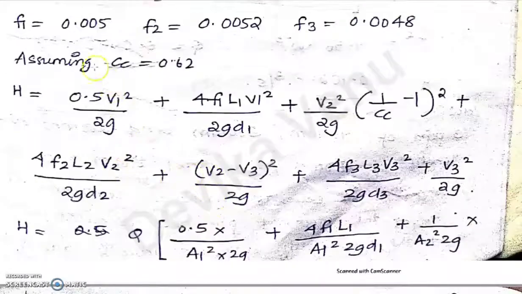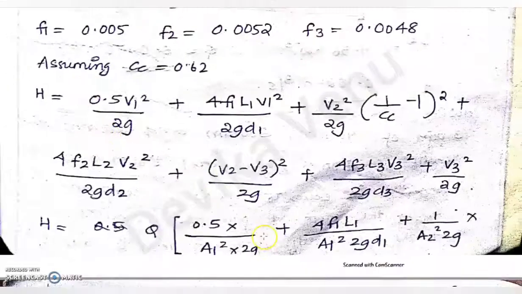Neglecting the minor losses, you are considering only the major losses, that is, head loss due to friction. For the first pipe, this is the head loss due to friction. For the second pipe, this is the head loss due to friction.